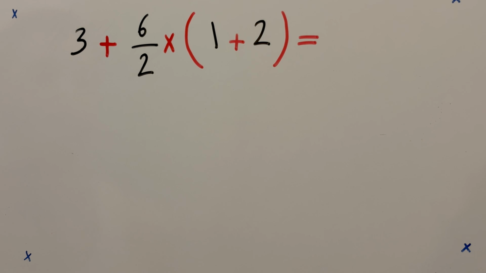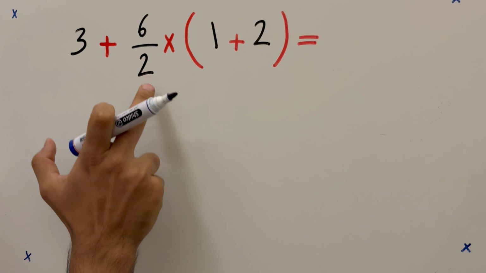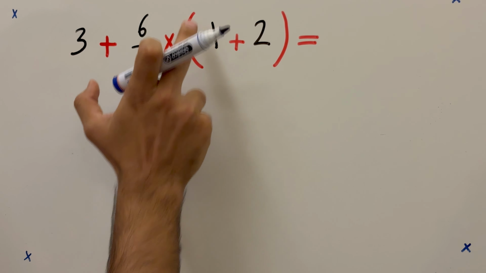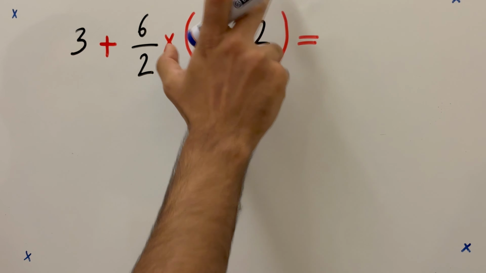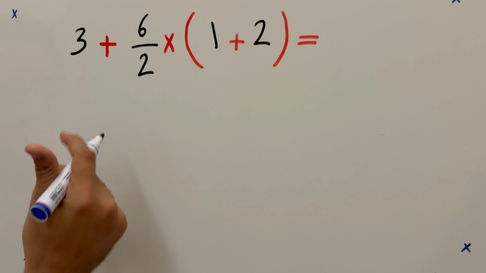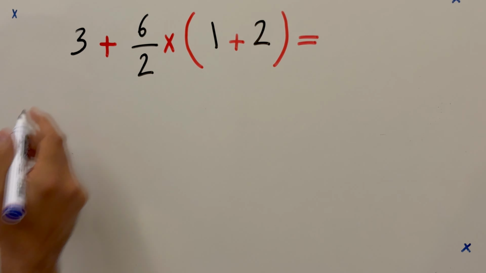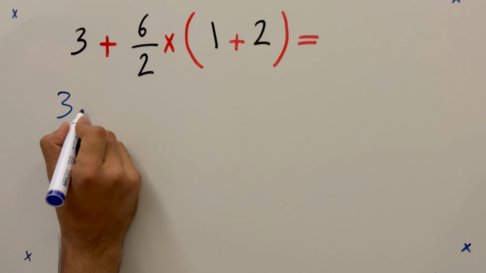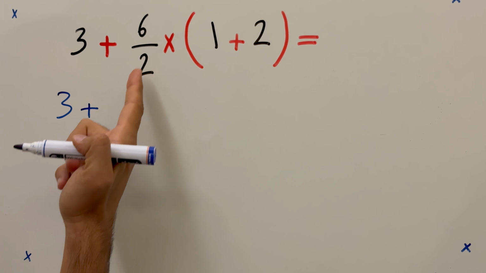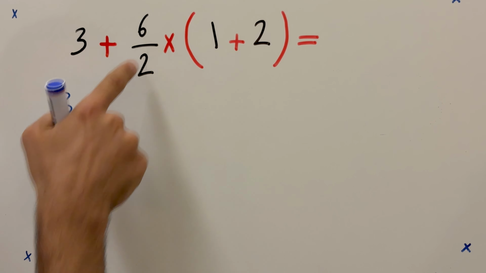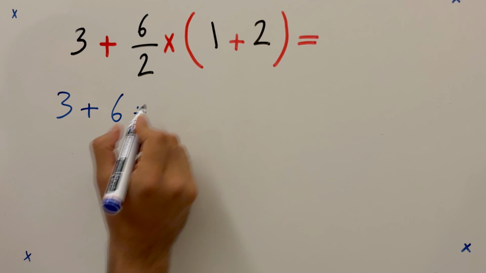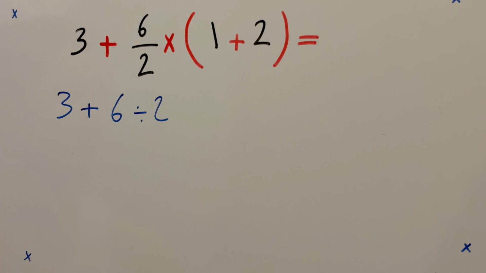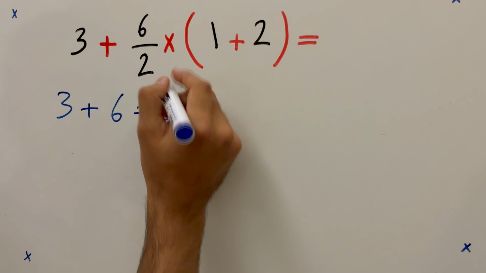Hey everyone, we have this equation today: 3 plus 6 over 2, multiplication, open parenthesis, 1 plus 2, close parenthesis, okay? Maybe you solve like that: 3 plus, you can also write it 6 divided by 2. Yes? Is that true? Please comment.